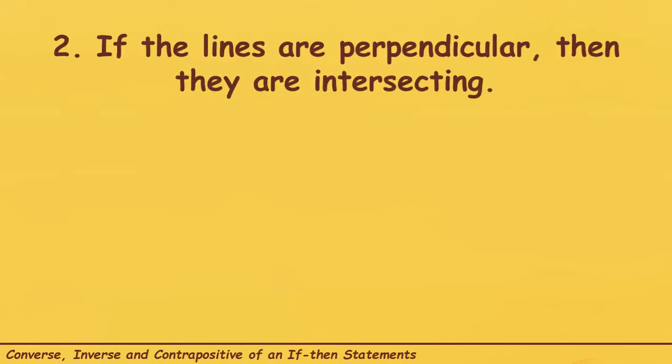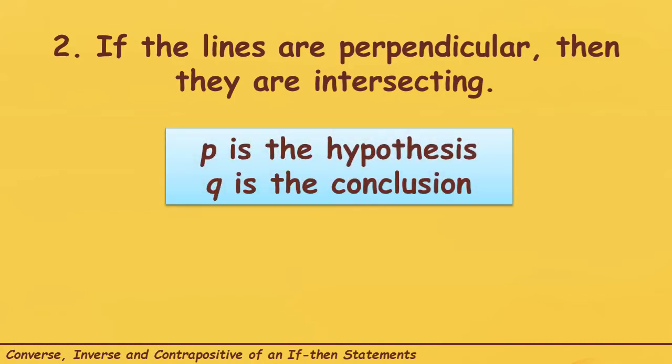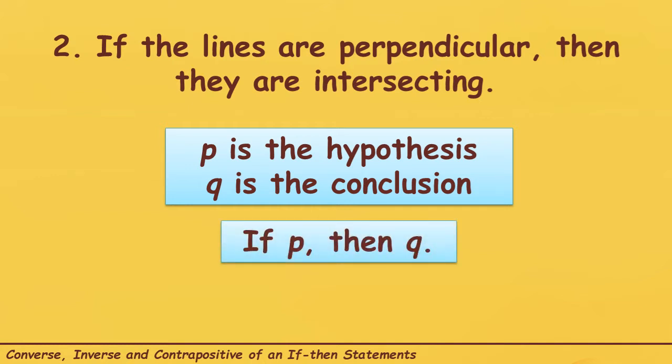Okay, so let us take a look at this number 2. If the lines are perpendicular, then they are intersecting. Let us represent this conditional statement in the following letters. P is the hypothesis. Q is the conclusion. So with that, we can say if P, then Q.